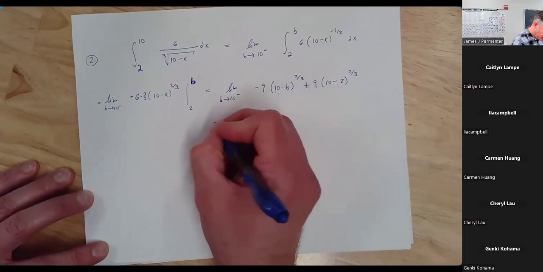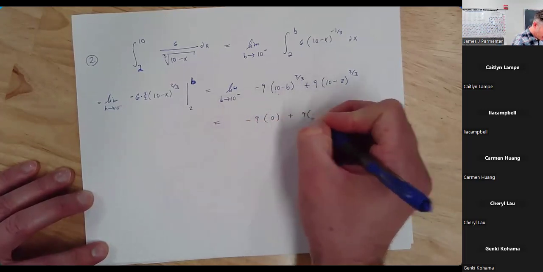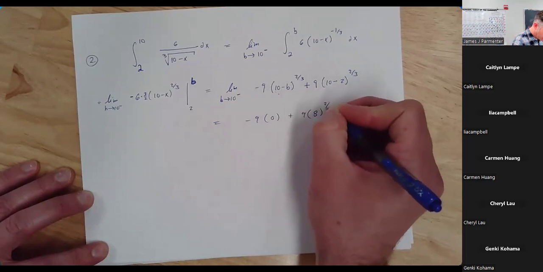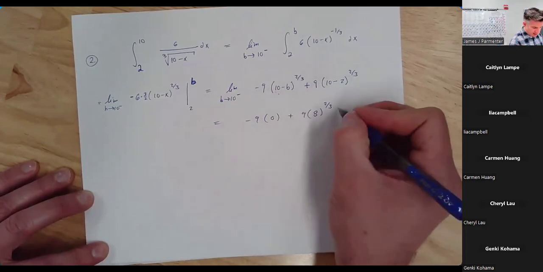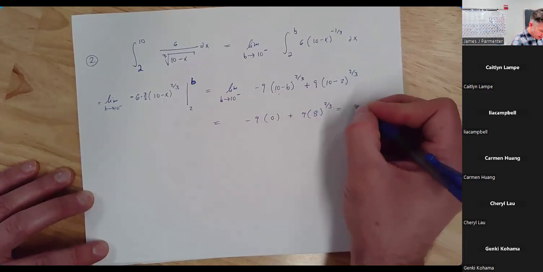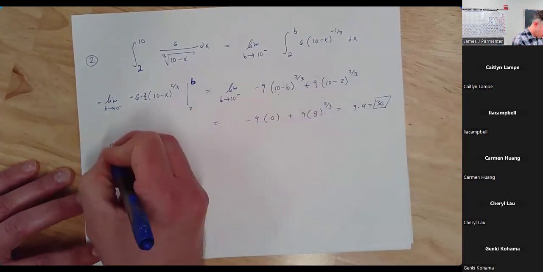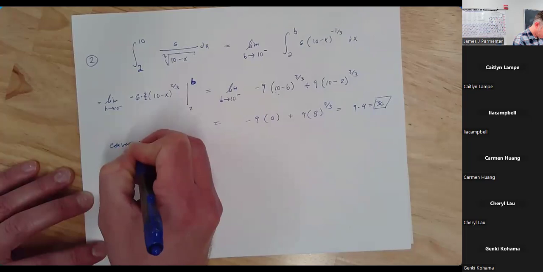But here we're gonna be getting -9 times 0 plus 9 times 8 to the 2/3 power. And 8 to the 2/3 is 4, because it's the cube root of 8, which is 2, squared, which is 4. So you get 9 times 4, which is 36. So this integral converges to 36.